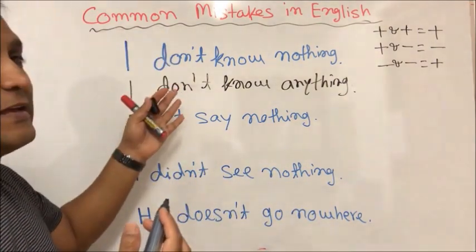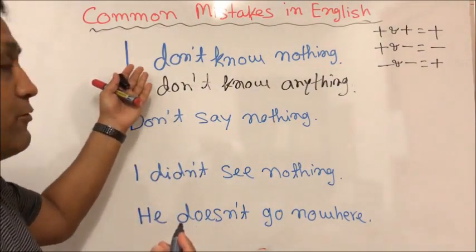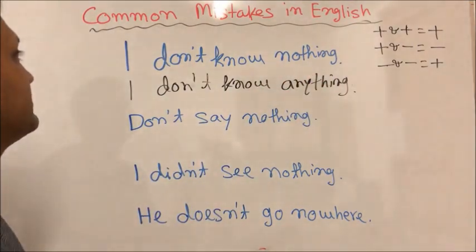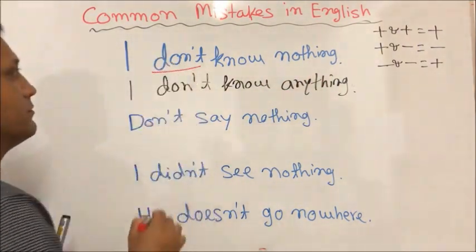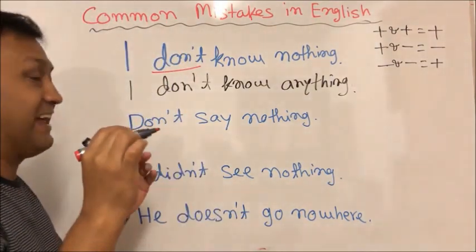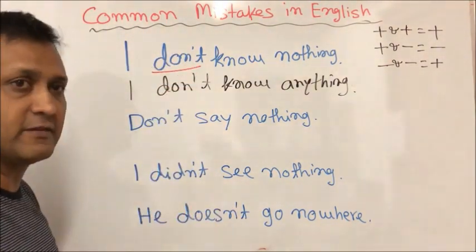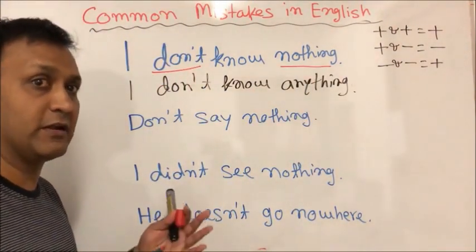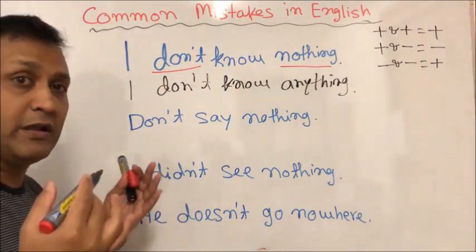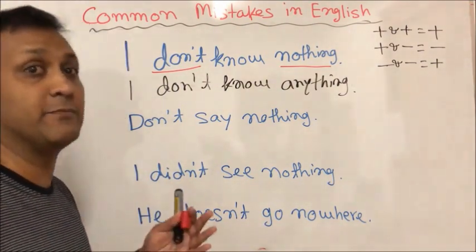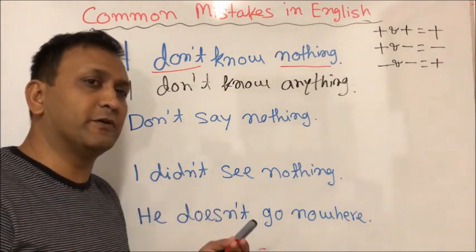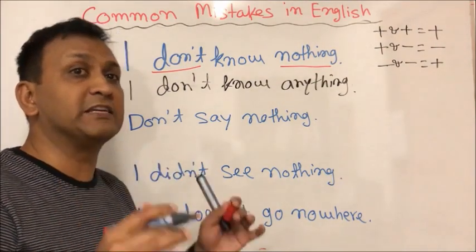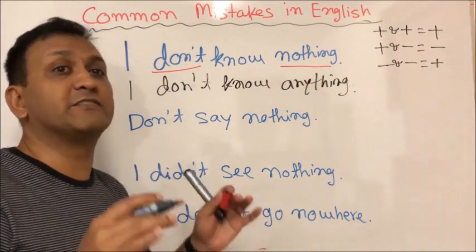Now let's see these sentences once again. The first one I wrote originally: I don't know nothing. Here we can see that don't indicates the negative meaning of the sentence, while nothing does the same thing. So we are actually finding two negative words in the same sentence. I must tell you, dear viewers and learners, in English you cannot use two negative words in one straight sentence.